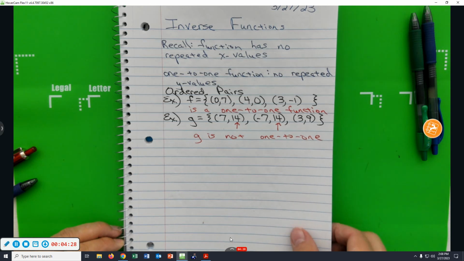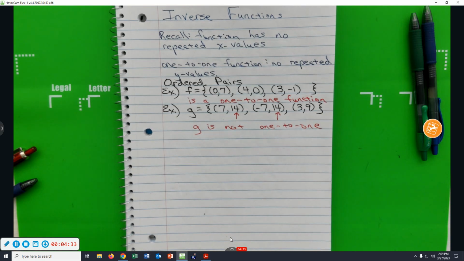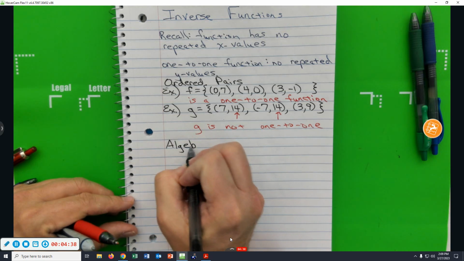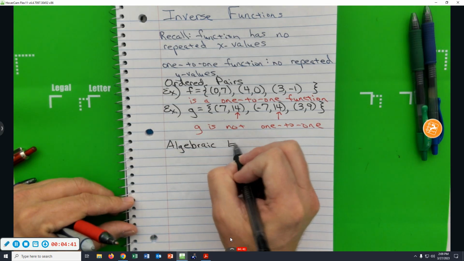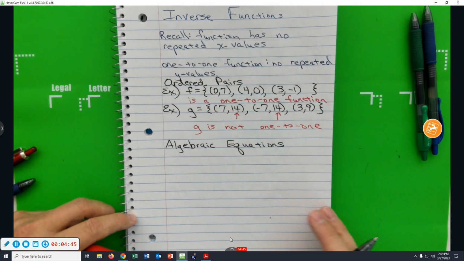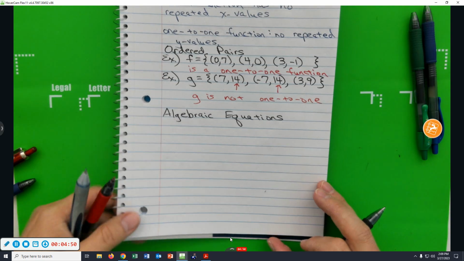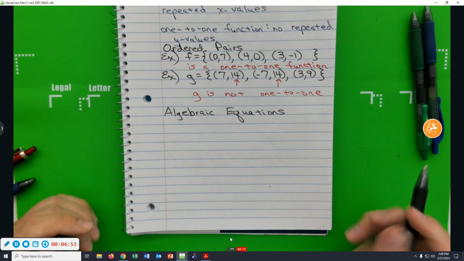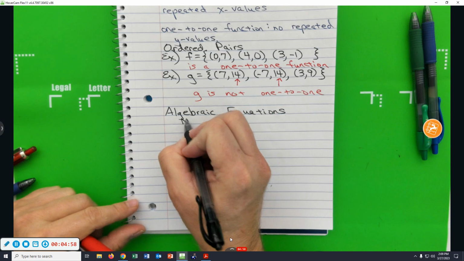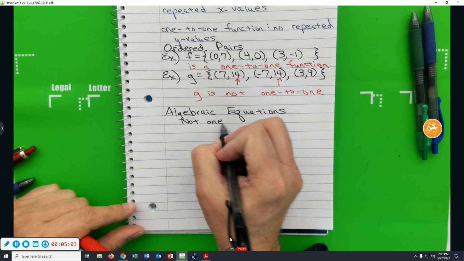Another method of expressing functions, the one that we use most frequently, are algebraic expressions, or maybe algebraic equations. What could appear in an equation that would make something not be one-to-one? What could your equation have that would make you repeat y coordinates, not one-to-one?